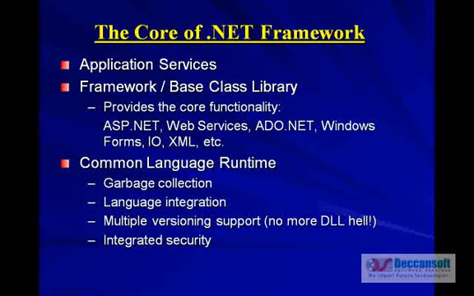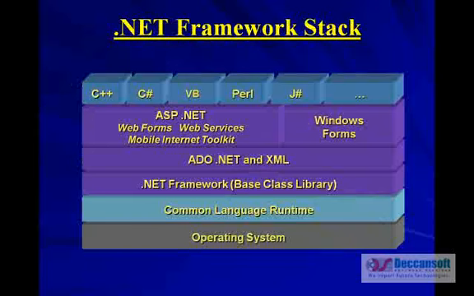The core of .NET Framework. I would say .NET Framework is basically divided into 3 layers. On top, we have application services. Below that, we have the .NET Framework base class libraries, right? And the third layer is the common language runtime. Each of these things we have to go into in detail now.